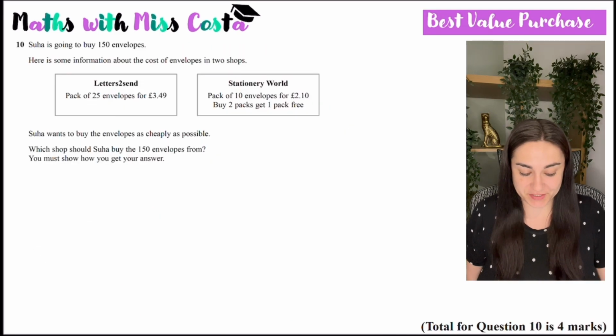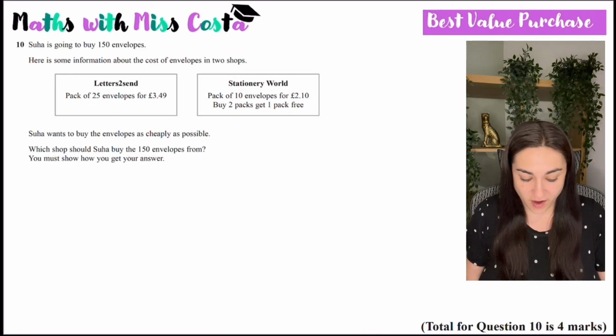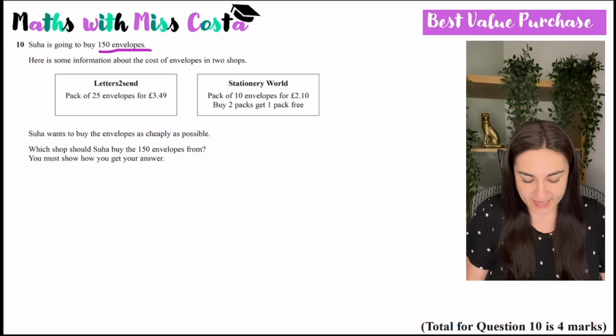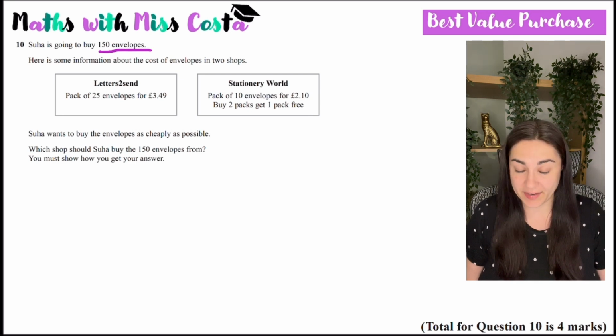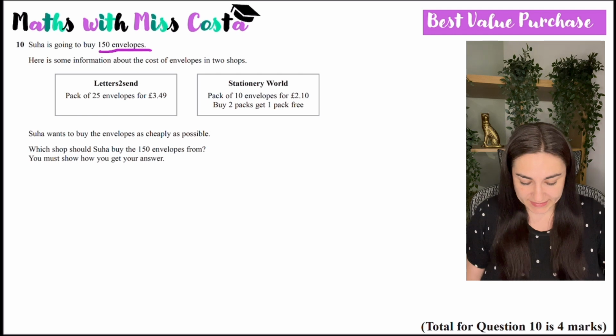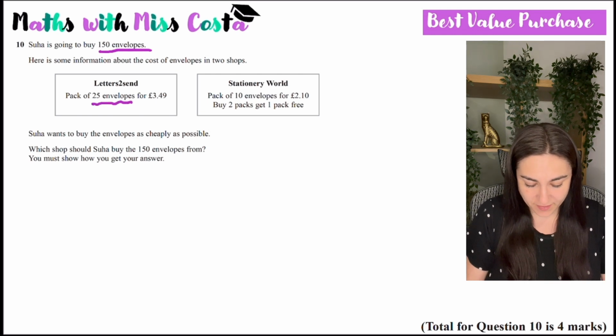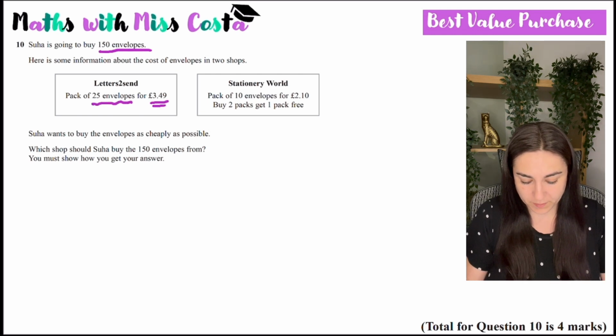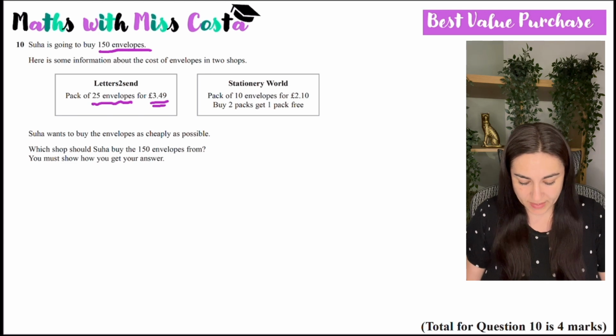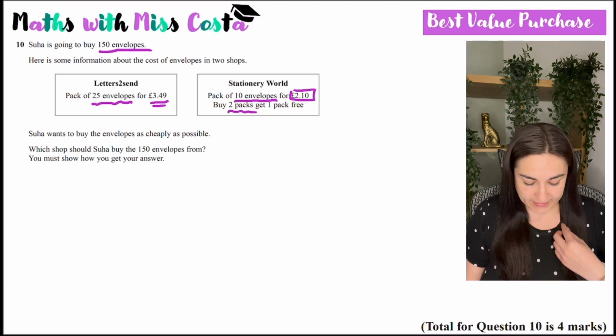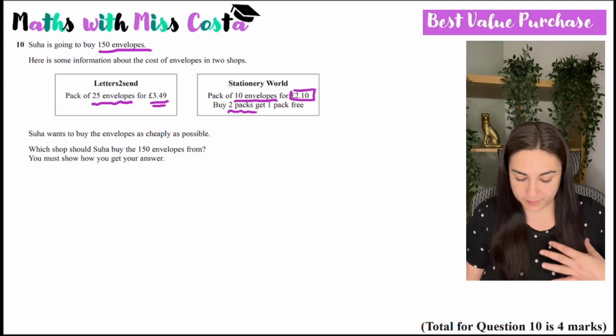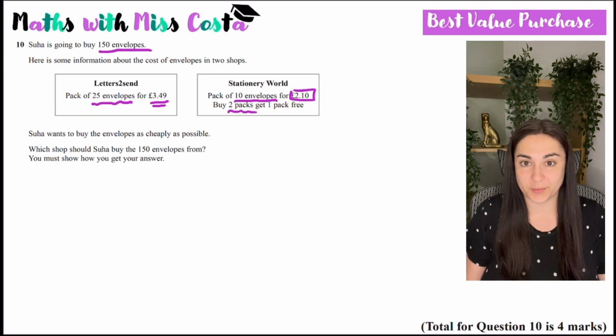Okay, so in this question, I'm told that Suha is going to buy 150 envelopes, and here's some information about the cost of envelopes in 2 shops. In Letters to Send, a pack of 25 envelopes you can buy for £3.49. And in Stationery World, you can buy a pack of 10 envelopes for £2.10, and if you buy 2 packs, you get 1 pack for free. So she wants to buy them as cheaply as possible. So I need to figure out which shop she should do that from.